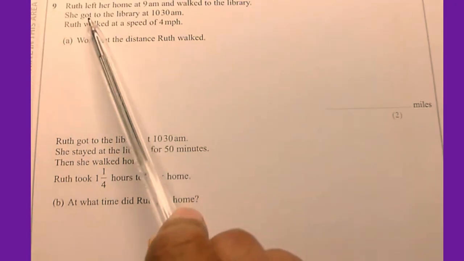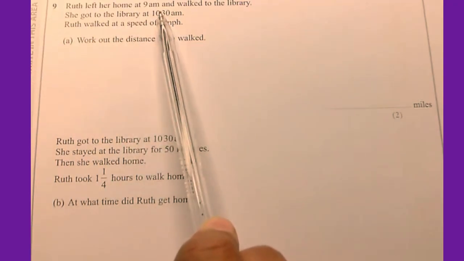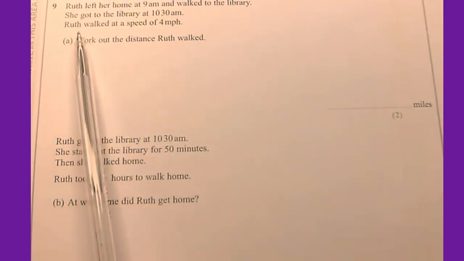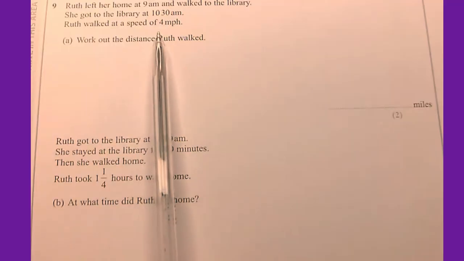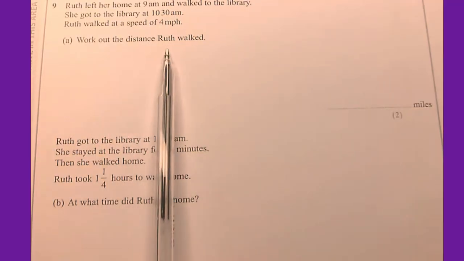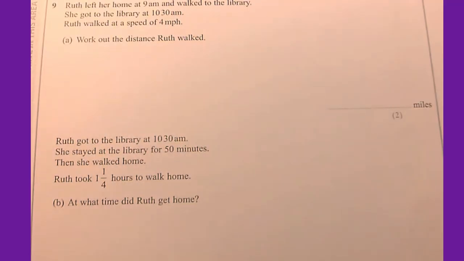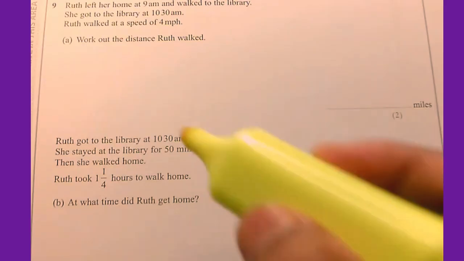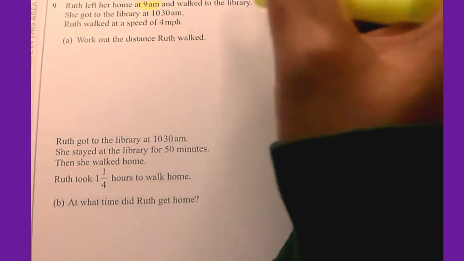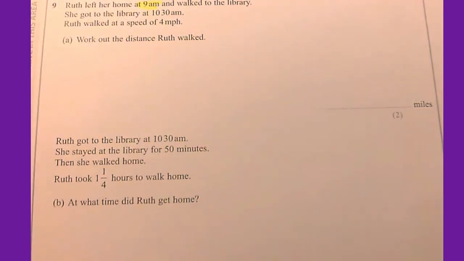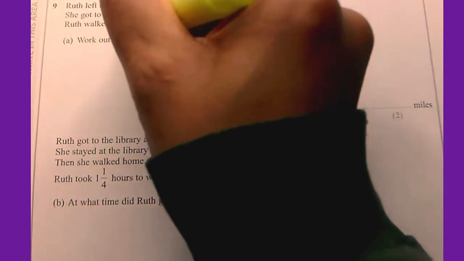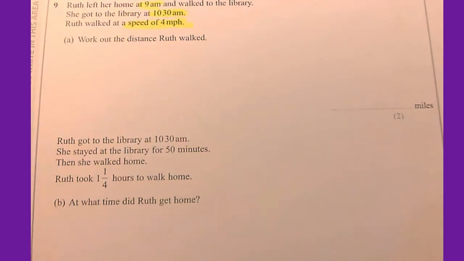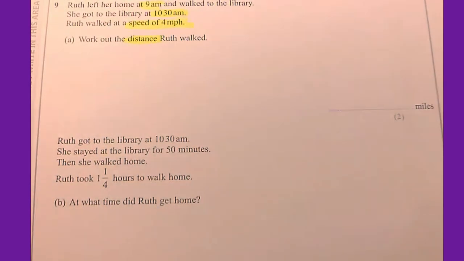It says, Ruth left her home at 9 a.m. and walked to the library. She got to the library at 10:30 a.m. Ruth walked at a speed of 4 miles per hour. Work out the distance Ruth walked. Highlighting my information: Ruth left her home at 9 a.m. and walked to the library. She got to the library at 10:30 a.m. Ruth walked at a speed of 4 miles per hour. Work out the distance that Ruth walked.